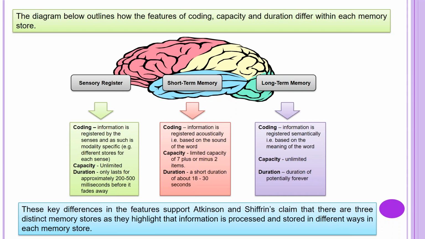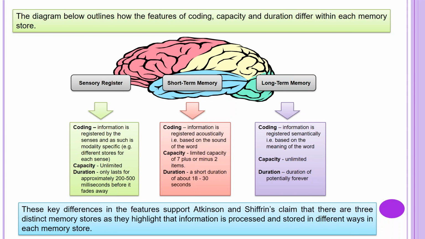Short-term memory. Coding. Information is registered acoustically, i.e. based on the sound of the word. The capacity, a limited capacity of 7 plus or minus 2 items. Duration, a short duration of about 18 to 30 seconds. And long-term memory. Coding. Information is registered semantically, i.e. based on the meaning of the word. Capacity, unlimited, and the duration of potentially forever.